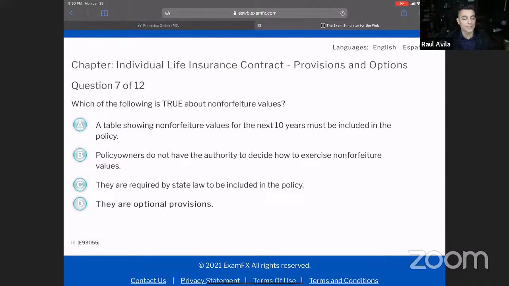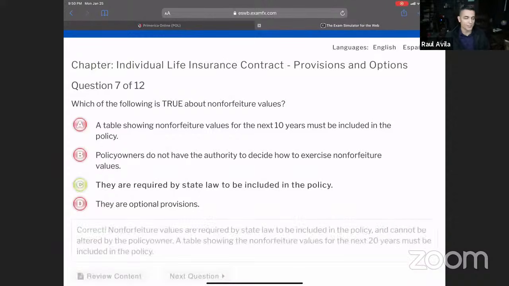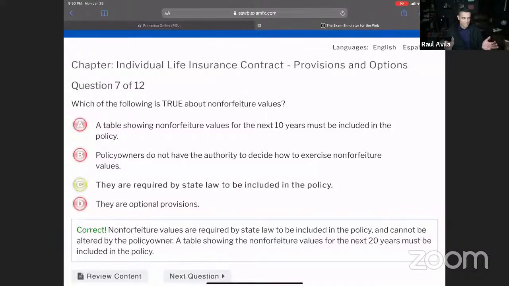Well, this one, your guess is as good as mine, so go ahead and guess. C. All right, you know what? Let's go with C. Why not? Viva Mexico. Yeah, C. Good job. Non-forfeiture values are required by state law to be included in the policy and cannot be altered by the policy owner. A table showing the non-forfeiture values for the next 20 years must be included in the policy. Screenshot it. Chinese to me. Good luck.